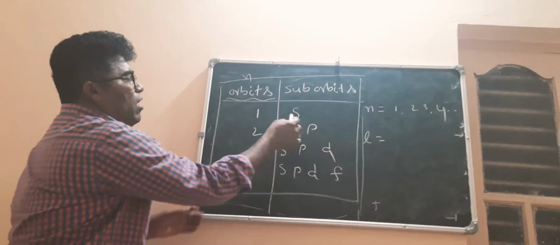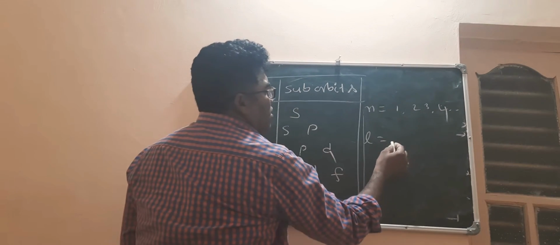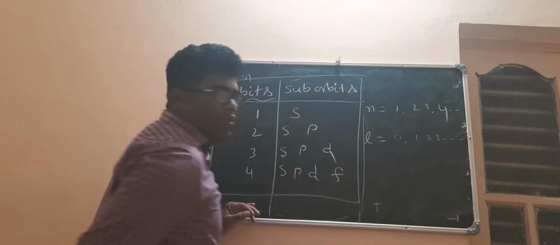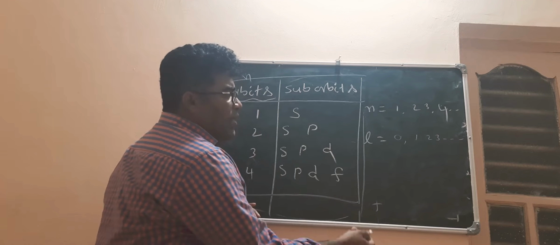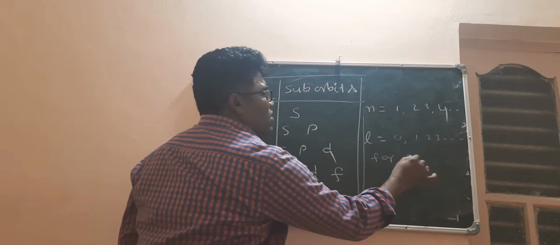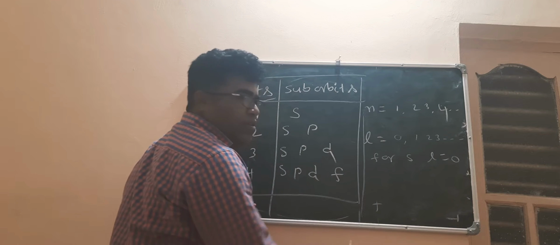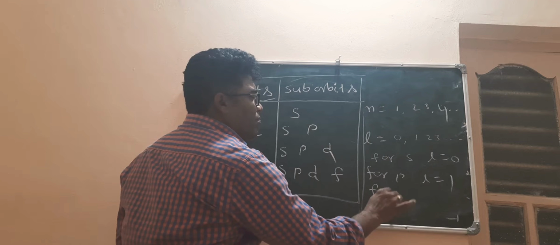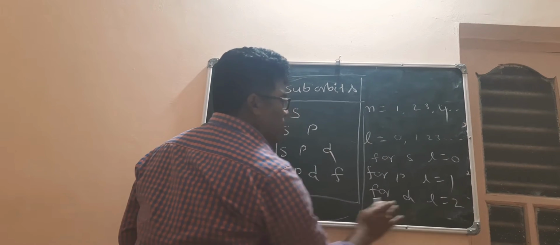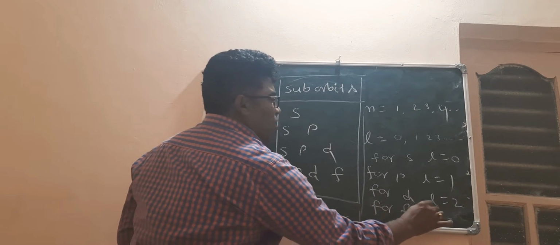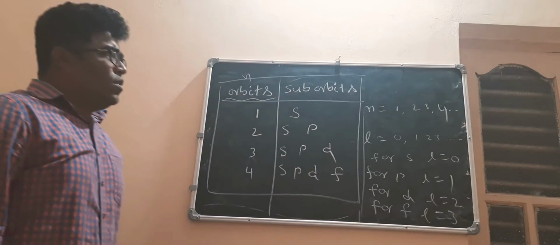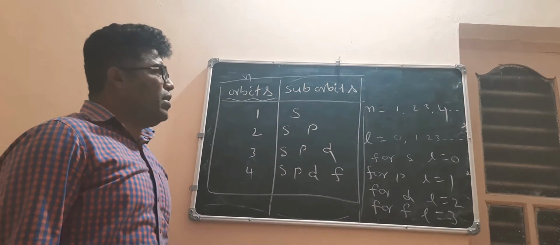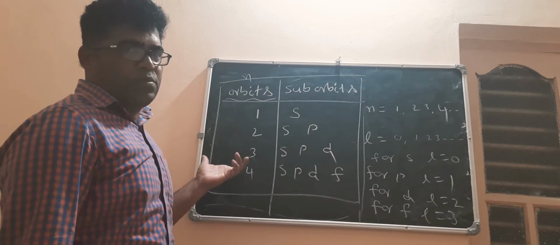Now the values of L for S, P, D, F are 0, 1, 2, 3, and so on. In detail, for S, L equals 0. For P, L equals 1. For D, L equals 2. And for F, L equals 3. So orbits means 1, 2, 3, 4, and so on. Suborbits means S, P, D, F. Orbits means principal quantum number.